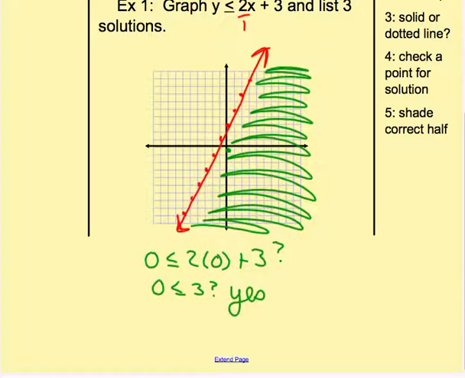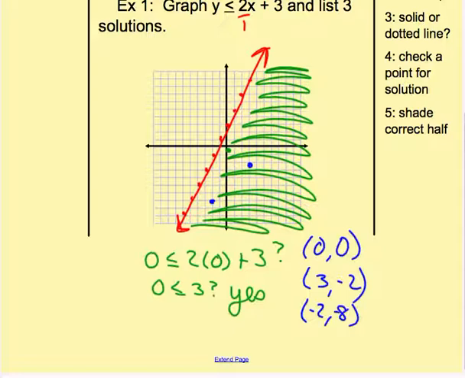Okay? And the second part is to list 3 solutions. Well, we've got one of them. We found 0, 0 when we tested the point to see if it was true. Any other ordered pair that's shaded in will make it true. So I could pick this one right here, 3, negative 2. Or I could pick one over here, negative 2, negative 8. And if we substituted both of those into our inequality, they would make it true. So you can test those.